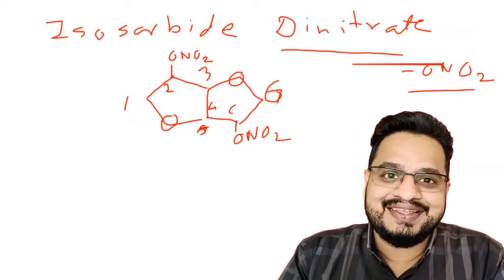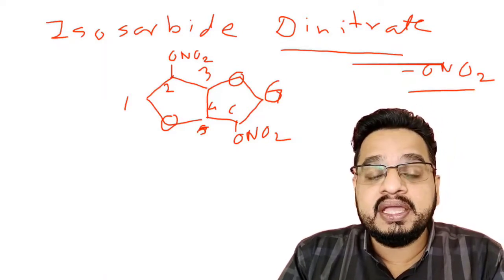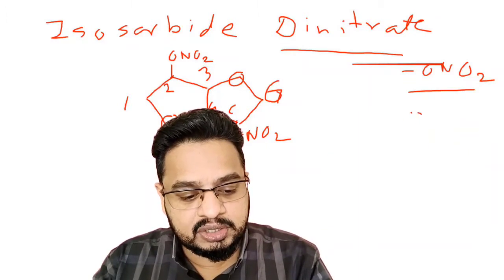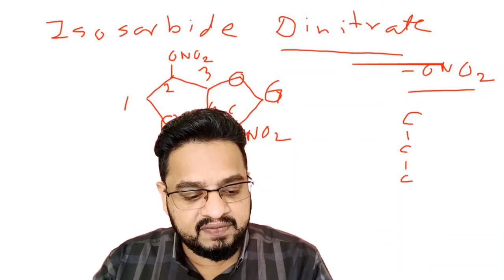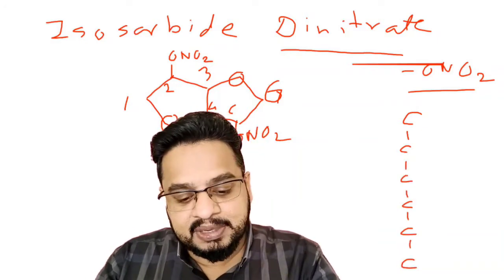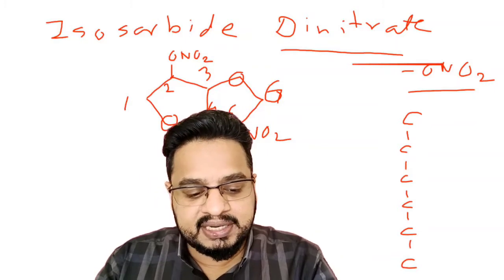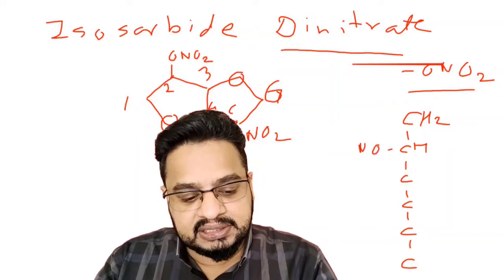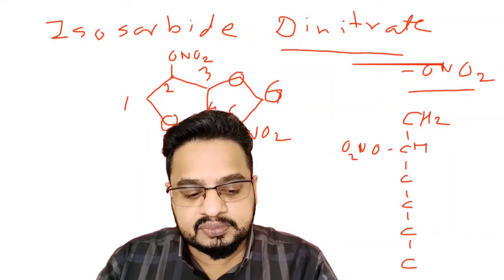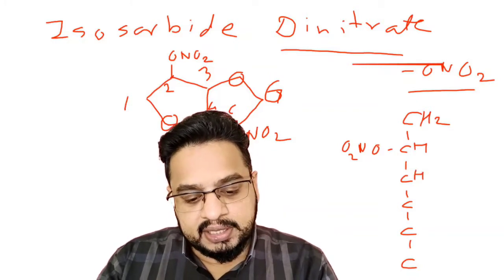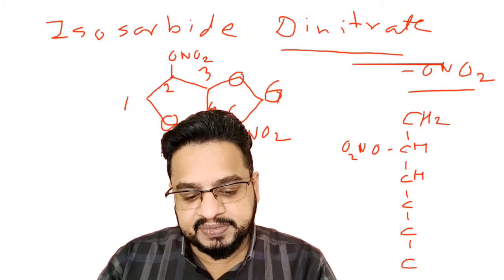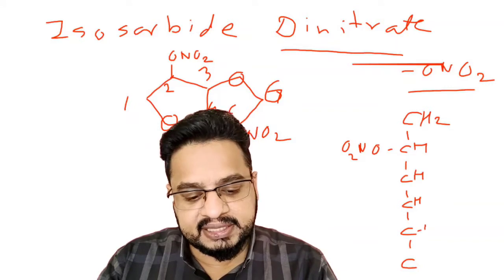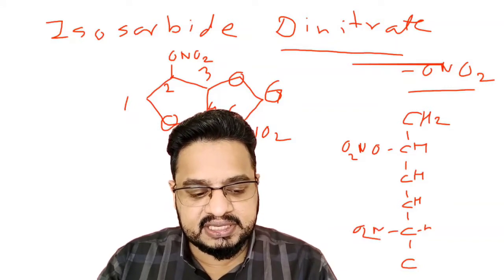Now the same structure, if I draw it as a straight chain compound, how would it be? So 6 carbons are there. Check this, 1, 2, 3, 4, 5, and 6. To these 6 carbons, first is CH2. Understand? The next would be CH, and to this it is ONO2. Then the third is CH, and oxygen is added, that we will see later on. Then the fourth again is CH, understand? And fifth is again CH with ONO2, understand? And then the last one is CH2, understand?